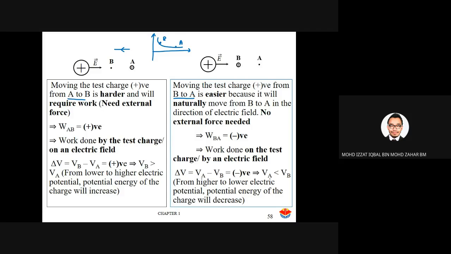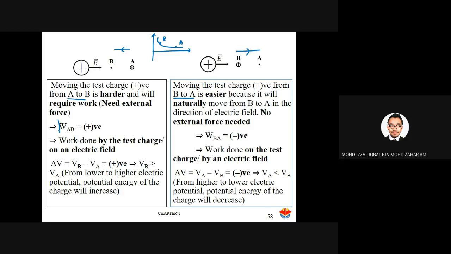So the next one, if I want to move the test charge from B to A, the arrow will be something like this. Since this one is equal charges, you will expect they will try to repel each other naturally. So the work done is actually by the system. Kalau kamu letak rapat, kamu lepaskan dia pun dia bergerak sendiri. Itulah seakan-akan macam tu. So this one is negative work done.